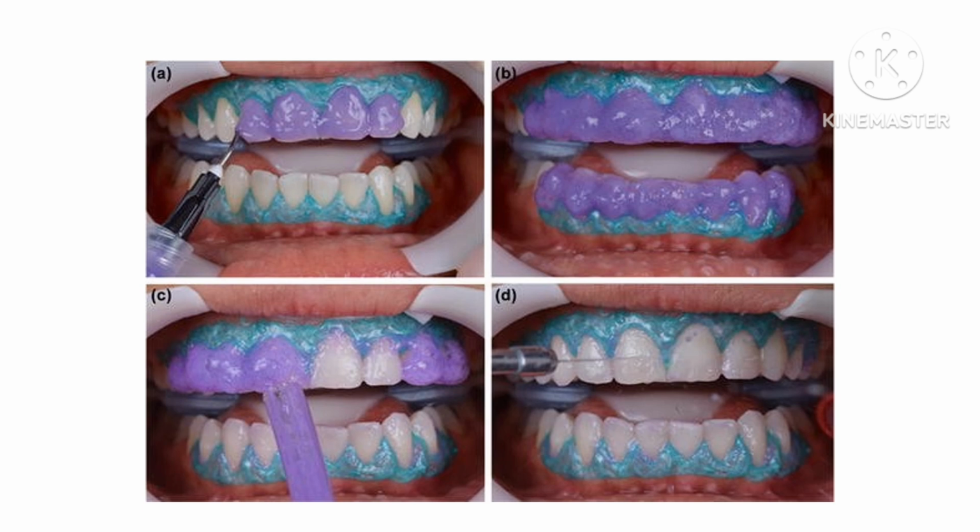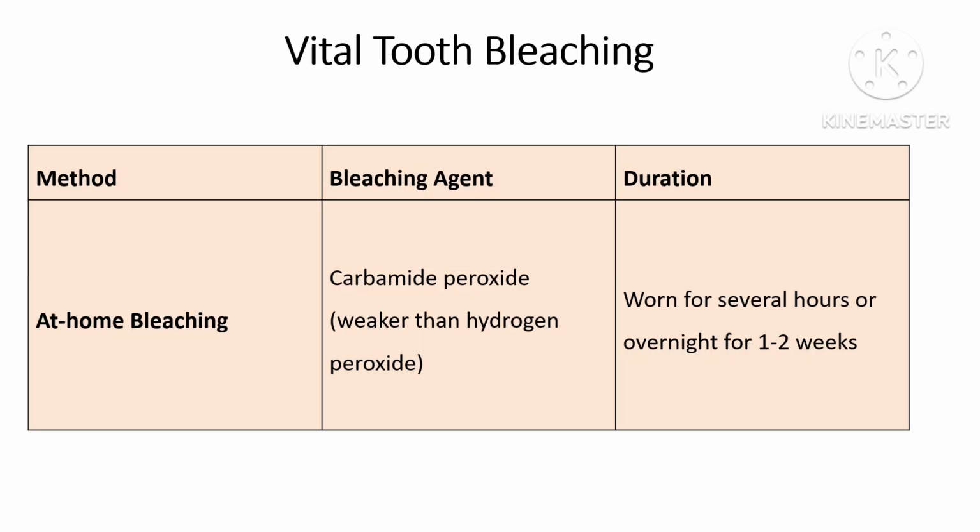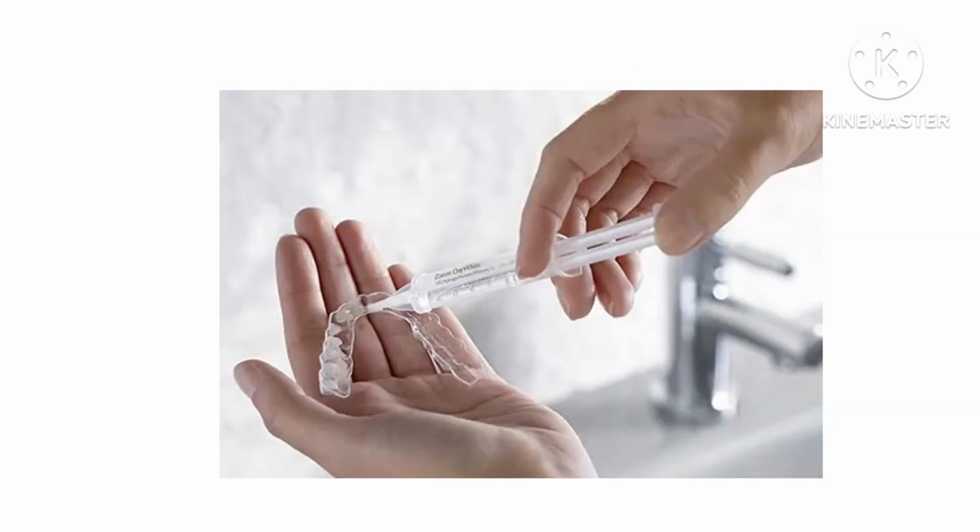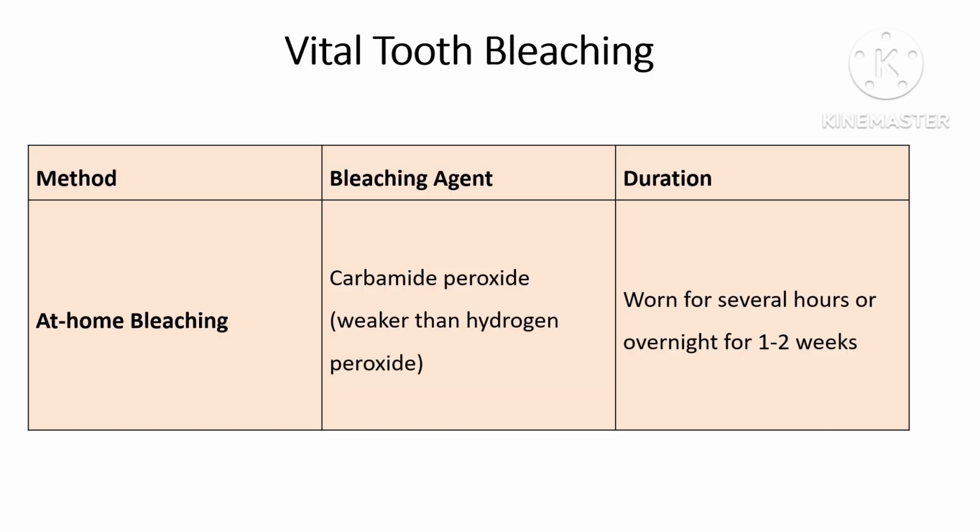At-home bleaching is a technique which involves custom-made trays filled with a lower concentration of bleaching agents, which patients use at home over a period of time. Although it is less intensive than in-office bleaching, it provides a more gradual whitening effect.